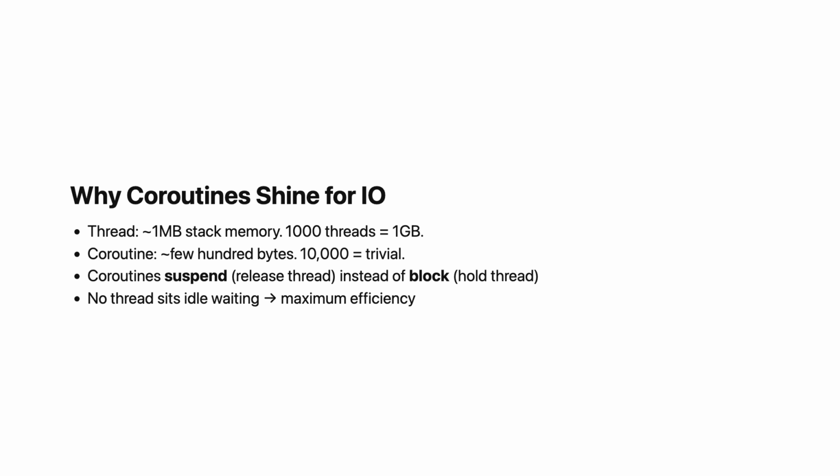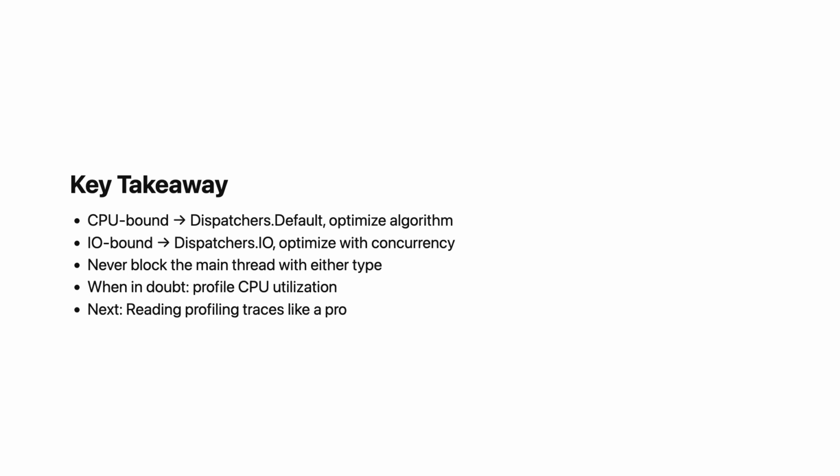This is because coroutines suspend instead of blocking. When a coroutine hits a suspend point, like a network call, it releases its thread. The thread goes back to the pool to do other work. When the response arrives, the coroutine resumes on an available thread. No thread sits idle waiting. This is why people say coroutines are lightweight threads. For I/O-bound work, this is exactly right.